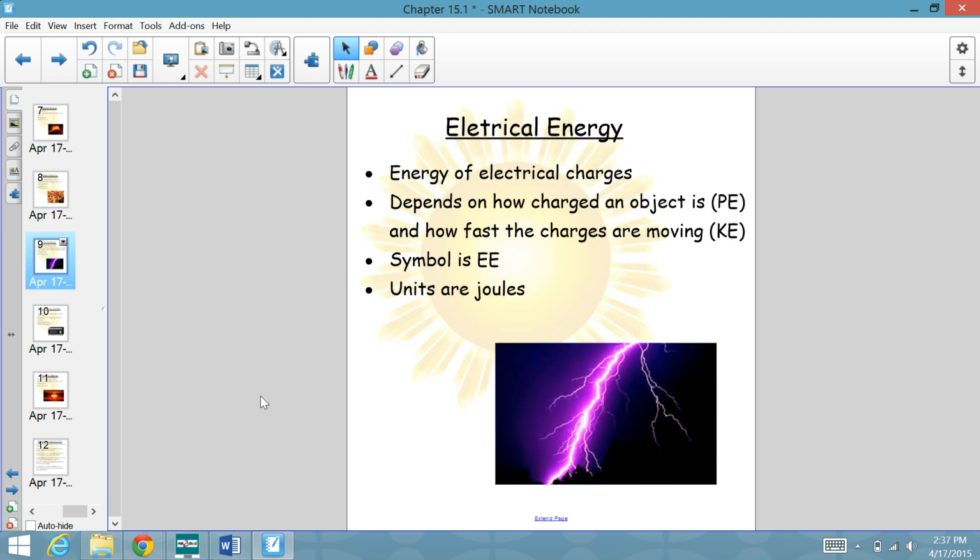The next kind of energy is electrical energy. And this is the energy of electrical charges, either positive or negative. And electrical energy depends on how charged the object is, or how much potential energy it has stored within those charges, and how fast the charges are moving, which is a form of kinetic energy. The symbol for electrical energy is EE, and the units are joules. And electrical energy is what we take advantage of every day when we turn on our computers, our phones, turn the lights on. All of those kinds of things run on electrical energy.